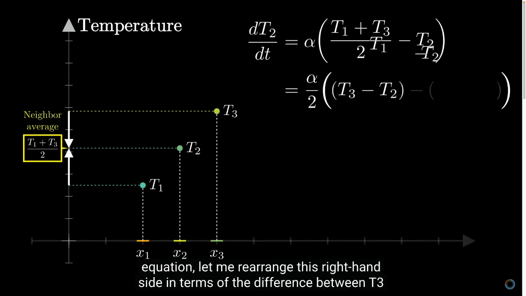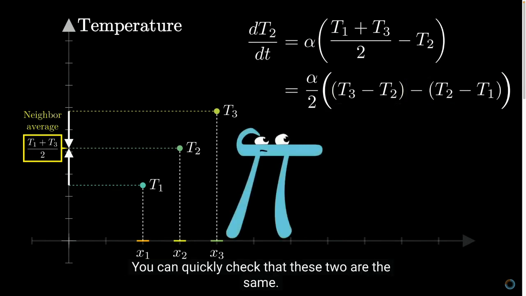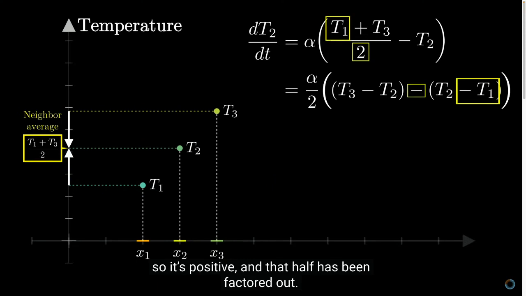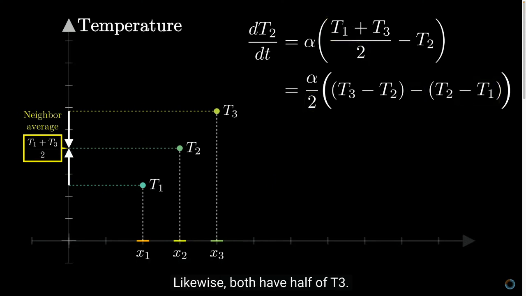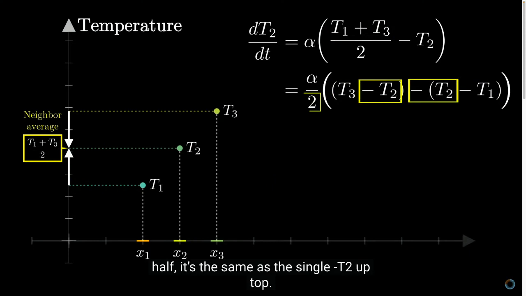in terms of the difference between T1 and T2 and the difference between T2 and T3. You can quickly check that these two are the same. The top has half of T1, and in the bottom there are two minus signs in front of the T1, so it's positive, and the half has been factored out. Likewise, both have half of T3. Then on the bottom, we have a negative T2 that's effectively written twice. So when you take half of that, it's the same as the single negative T2 written up top.